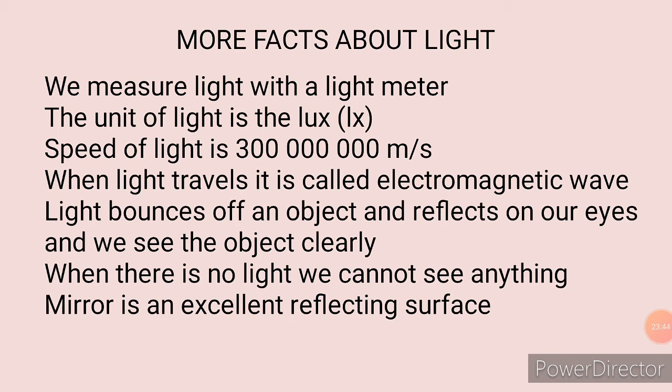Okay? And then we see the object clearly. Now, when there is no light, we cannot see anything. Do you get it now? Mirror is an excellent reflecting surface. Why? Because it's able to reflect all the light. Okay? Like I told you before, the reason why you see a cloth the way it is because of the light that the cloth is reflecting to your eyes. It's absorbing the other light.